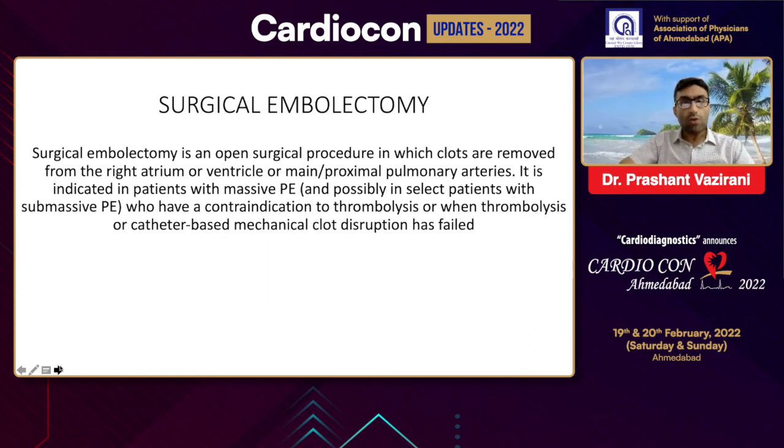Surgical embolectomy is an open surgical procedure in which the clots are removed from the right atrium, ventricle, or the main pulmonary arteries. It is indicated in patients with massive PE and possibly submassive PE who have contraindication to lysis, or when lysis or catheter-directed treatments have failed.